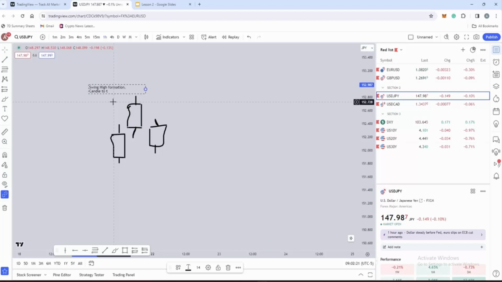Candle to the left has a lower high than the candle in the middle. Also, candle on the right has a lower high than the middle.